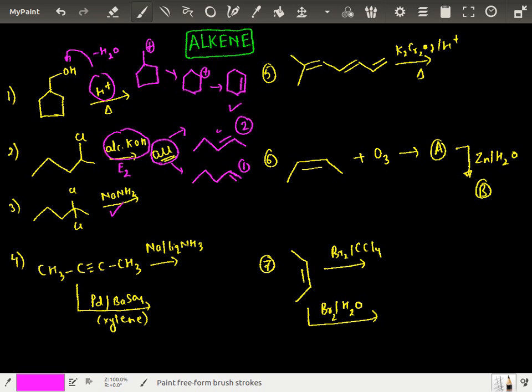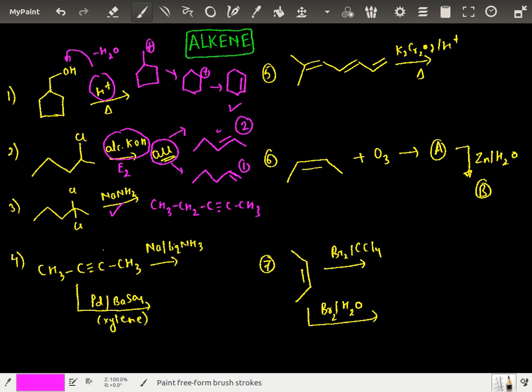Next is NaNH2. NaNH2 is a strong dehydrohalogenating agent, so strong that it can cause a molecule to undergo dehydrohalogenation twice. So in this case, after loss of 2HCl, we end up getting a triple bond in the main carbon chain. So the answer is an alkyne.